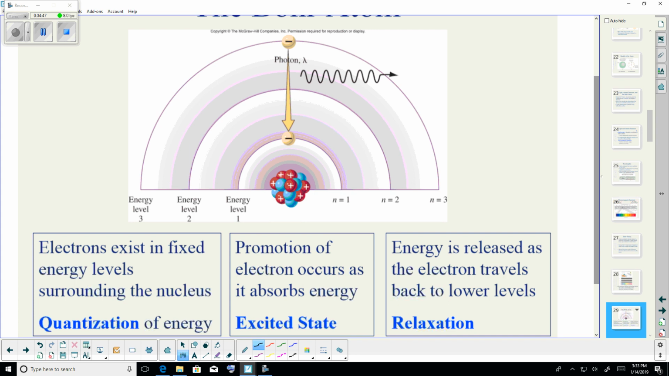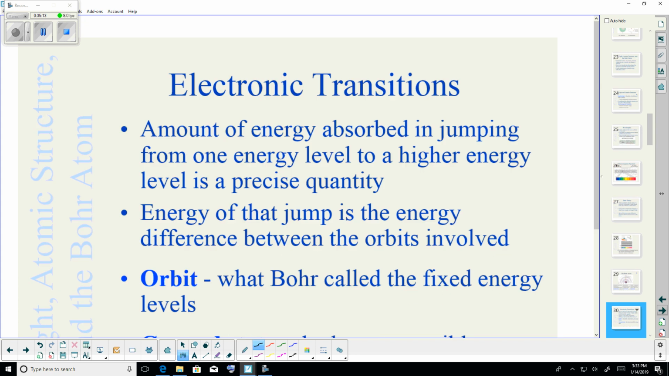So you can see the combinations. You can go from ground state, or you can go from 1 to 2, then 2 back to 1, 1 to 3, 3 back to 1, 1 to 3, 3 back to 2, 2 back to 1, 2 to 3. So there's several different combinations. And they all give different wavelengths. So the amount of energy absorbed is a precise quantity because of certain levels.